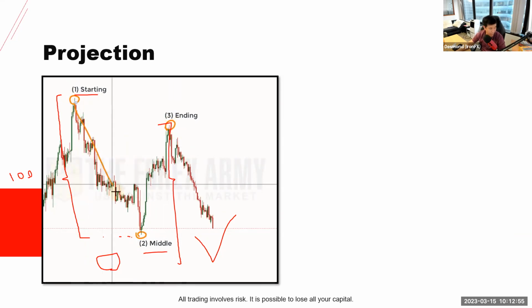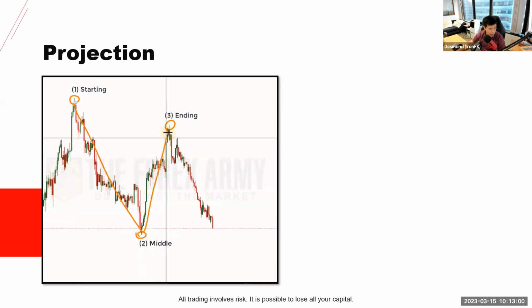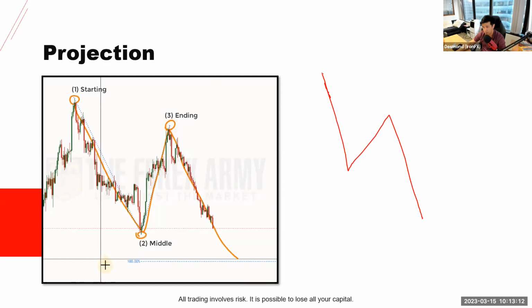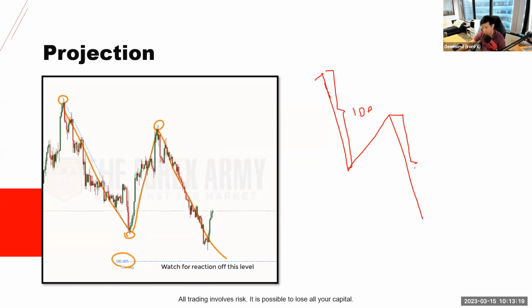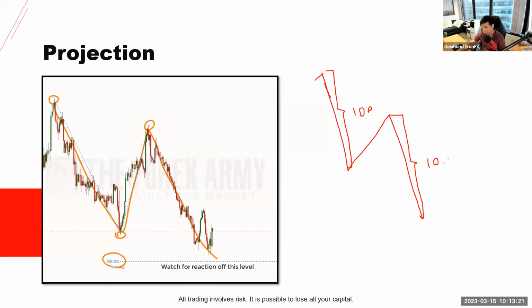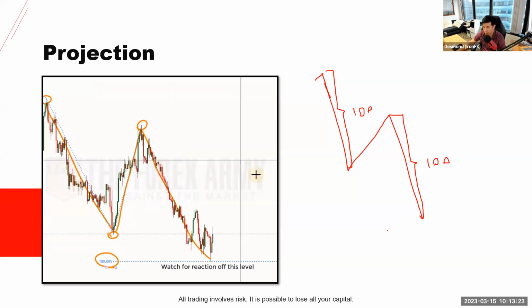I'm going to erase it over here. I'm going to draw it again for you. Very simply, Fibonacci projection means that if you have a movement like this, you're taking this movement, it could be 100 pips, and you're projecting it over here, maybe another 100 pips. This is what I mean by a 100% Fibonacci projection over here, right?